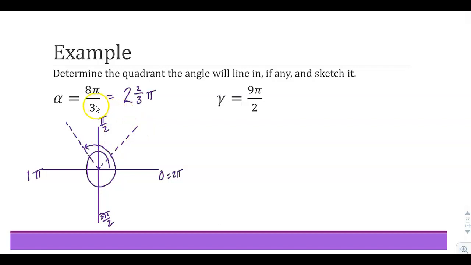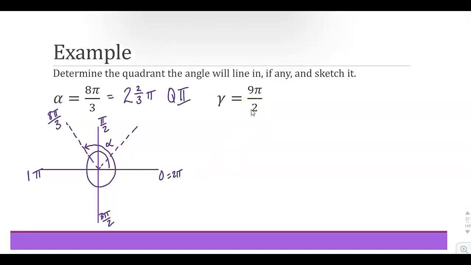So 8 pi over 3 is going 2 pi and then 2/3 of the way. So over here is my 8 pi over 3 angle. Right, this is alpha, and that happens to be in quadrant 2.